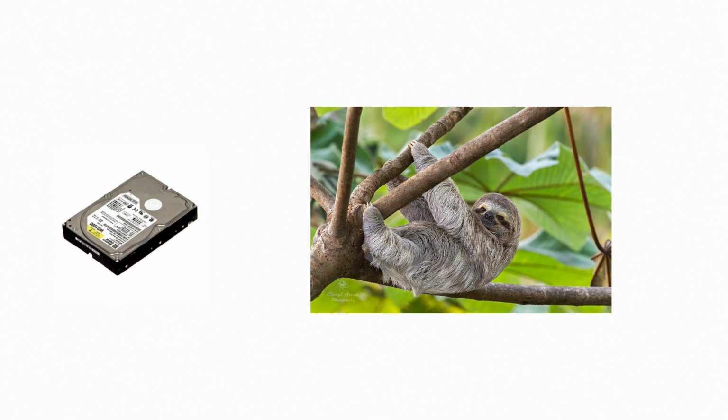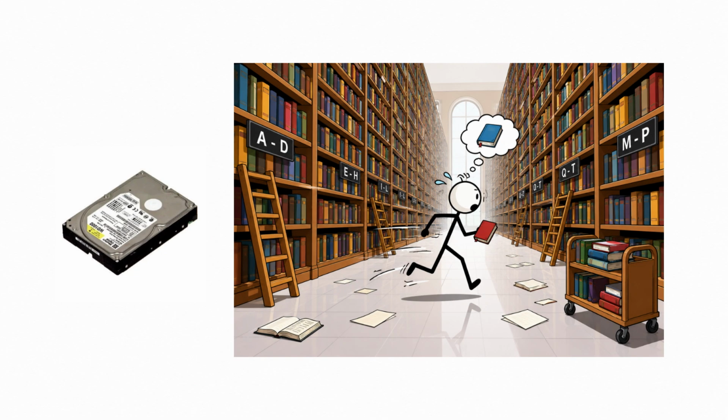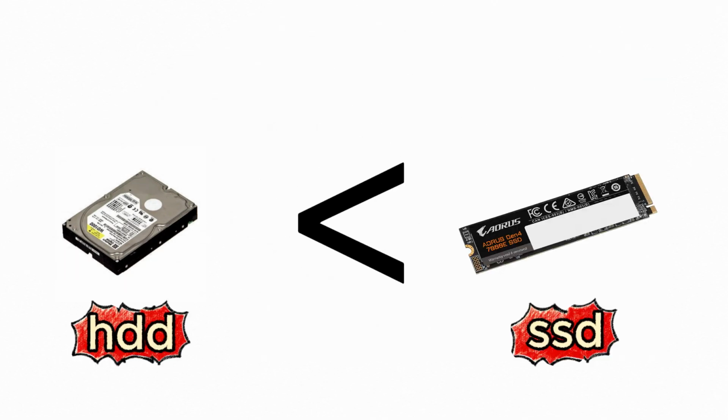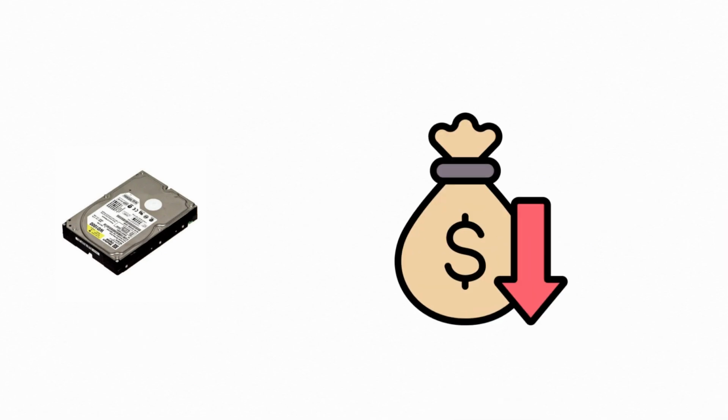The downside is that moving parts take time. Imagine a librarian running through a giant library looking for one specific book. That's basically what an HDD does every time you open a file. Hard drives are slow compared to SSDs, but they're still the cheapest way to get massive amounts of storage.